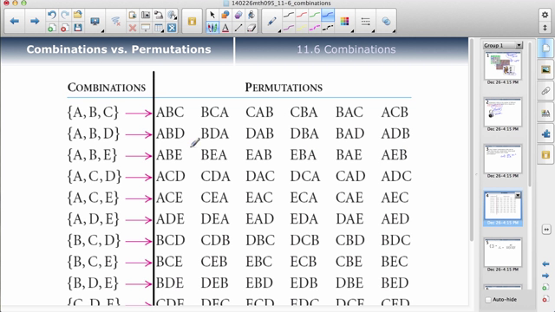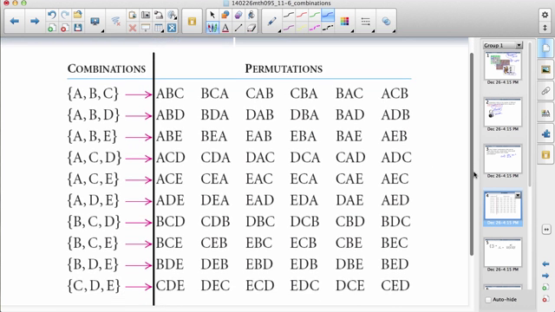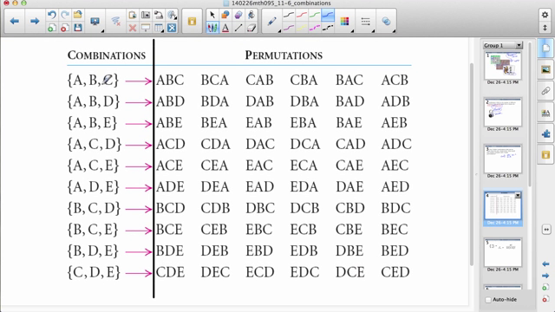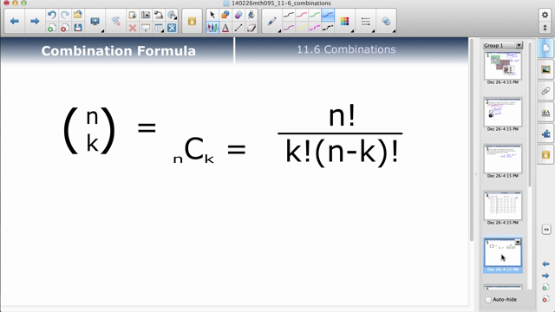Here's a nice chart from our textbook that sort of illustrates that. So if you have an ABC, that's one combination. In terms of a permutation, that's like 6 different permutations because order is important. So here's a formula that you can use to calculate permutations, or not permutations, combinations of an arrangement.